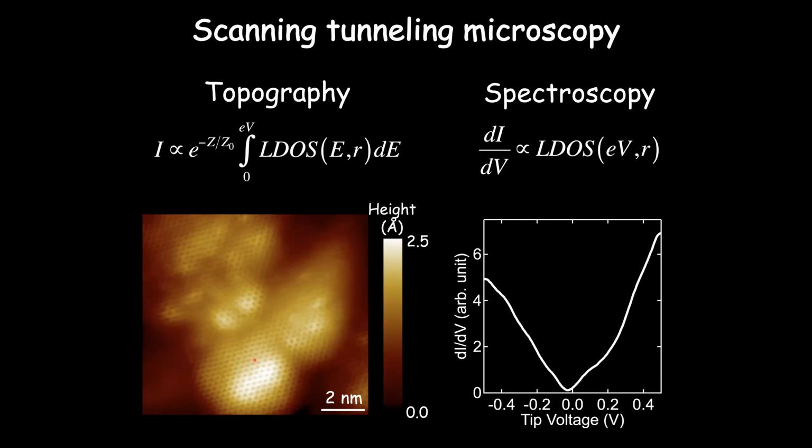In addition to this exponential sensitivity of the current with the separation, there's also this integral here over the density of states. So this topography measurement measures, from the Fermi energy up to our bias voltage, the integrated density of states. And so we can take advantage of that. Instead of scanning and having our feedback circuit on, keeping a constant height, we move the tip to a fixed location. We turn off the feedback circuit and we change this bias voltage, this voltage between the tip and the sample.